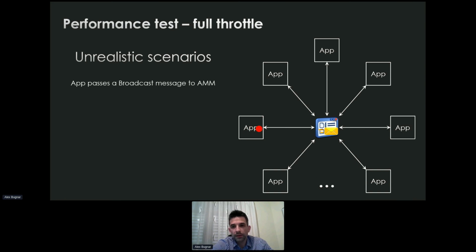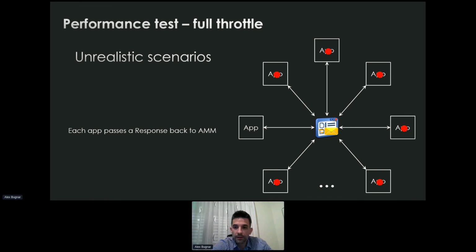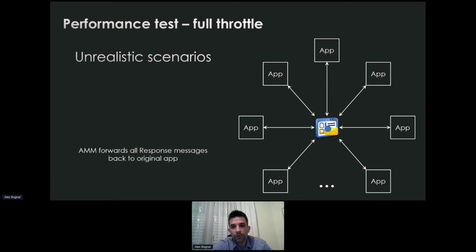The application takes the current timestamp, wraps it in a broadcast message, and passes it to the AMM. The AMM forwards the message to all other applications. Each receiver takes the current timestamp, calculates the message transmission time and stores it, then takes another current timestamp, wraps it in a response message, and passes it back to the AMM. The AMM forwards all responses back to the original sender, which, for each response, takes the current timestamp, calculates the message transmission time, and stores it as well.